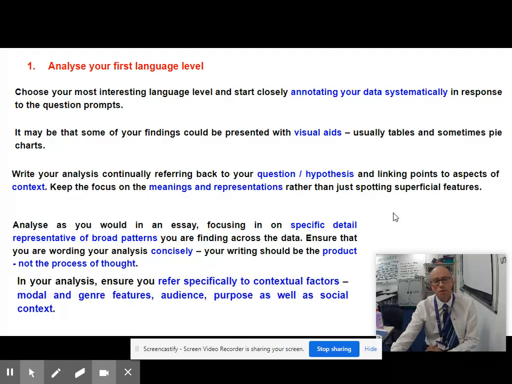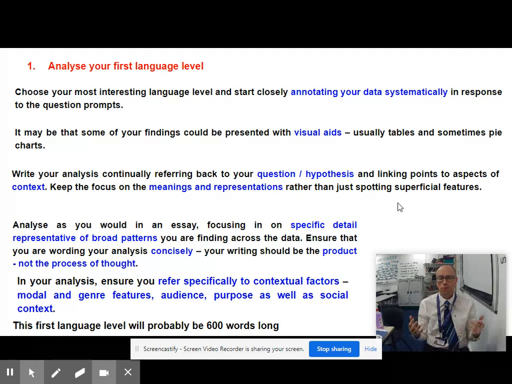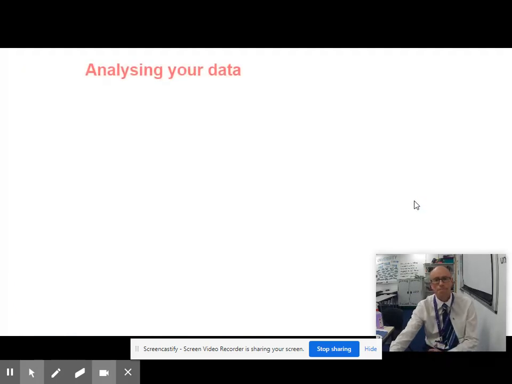Make sure that you refer specifically to contextual factors all the way through. I think I've mentioned that. And this first language level, given that you're going to do about 1,400 words on your analysis in total, will probably be about 600 words, something like that.